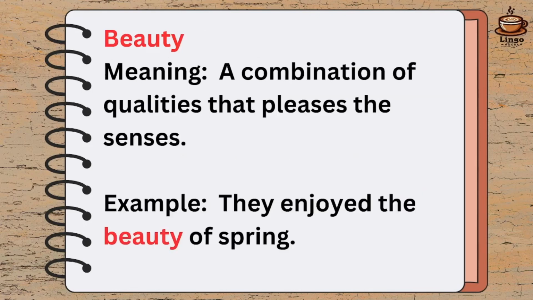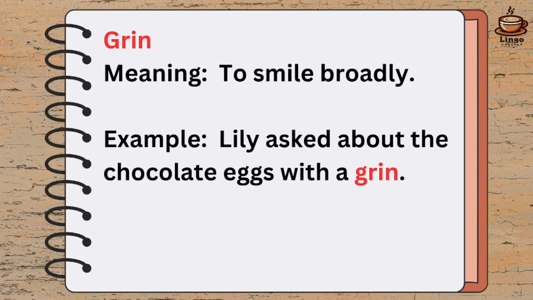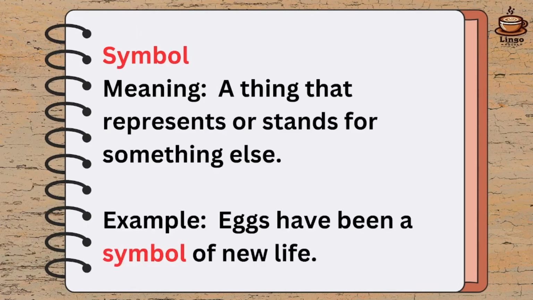Max chimed in. Beauty. Meaning, a combination of qualities that pleases the senses. Example, they enjoyed the beauty of spring. Renewal. Meaning, the process of making something new again. Example, Easter is about the importance of hope and renewal. Grin. Meaning, to smile broadly. Example, Lily asked about the chocolate eggs, with a grin.